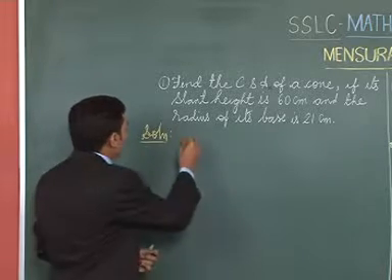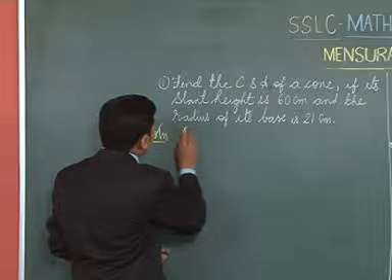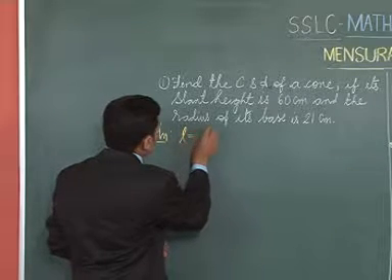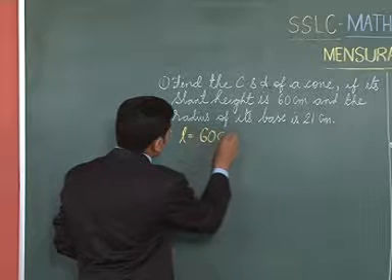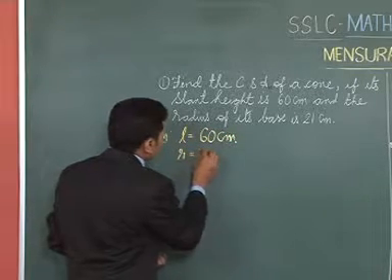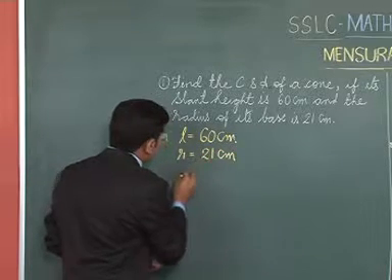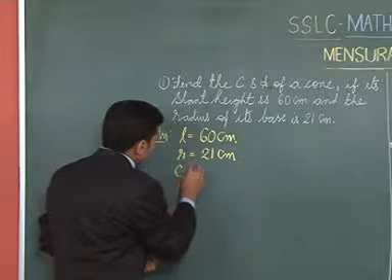So, first let us write the given quantity. Slant height is equal to 60 centimeter and the radius r is equal to 21 centimeter, and we are asked to find out the curved surface area.